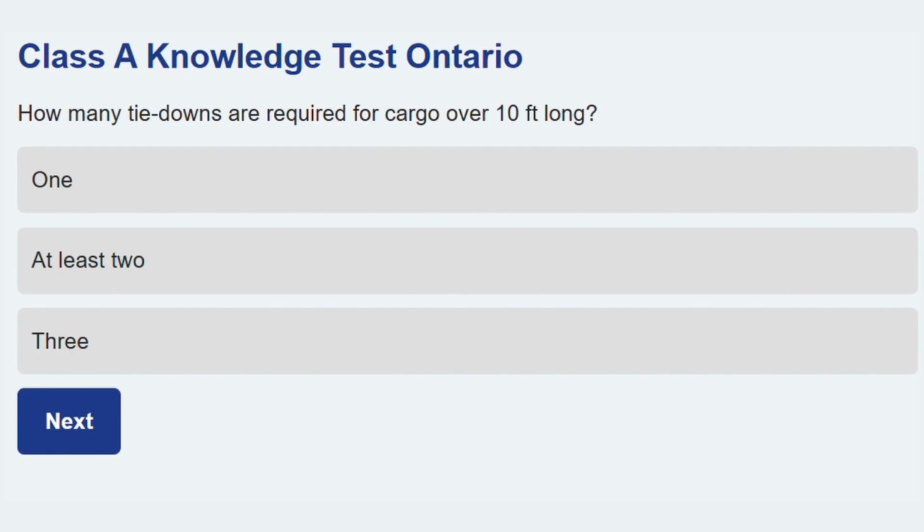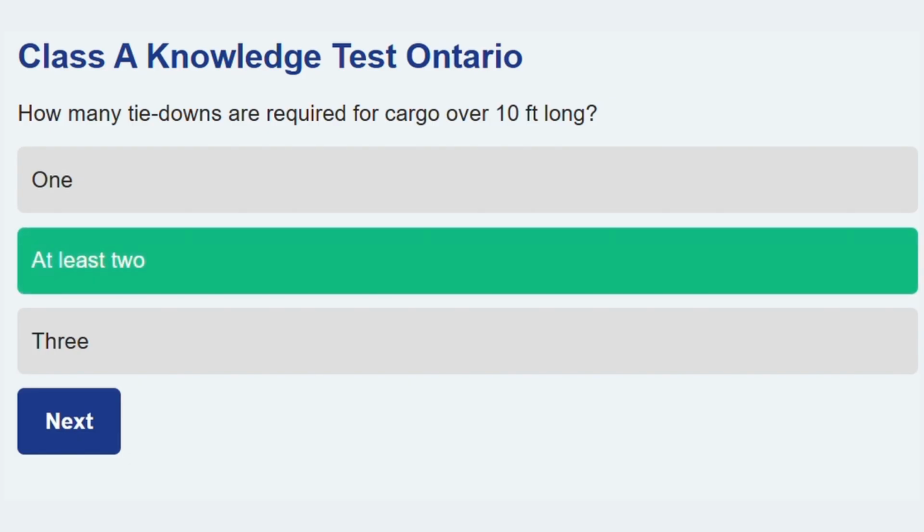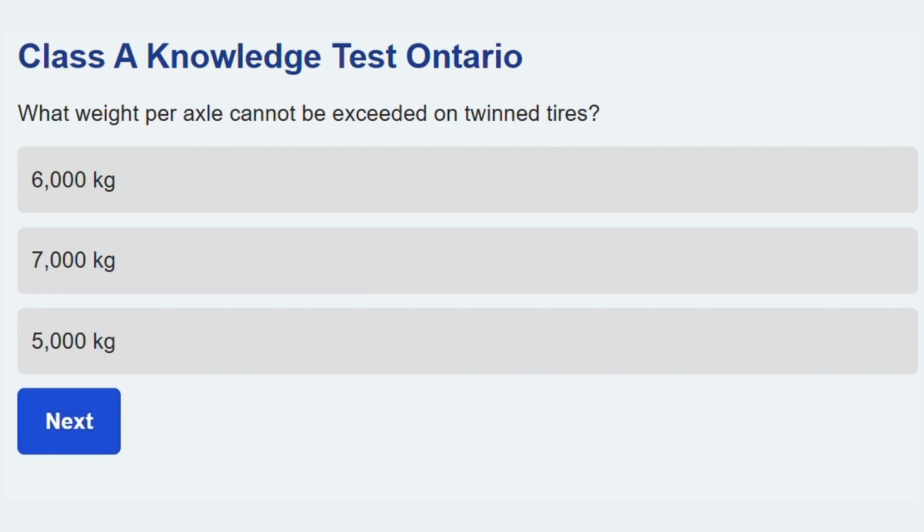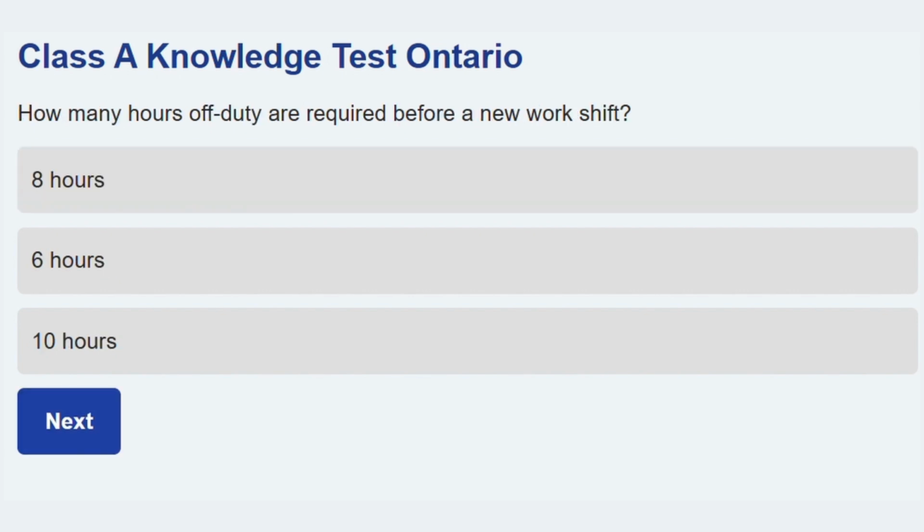Here's another. How many tie-downs are required for cargo over 10 feet long? At least 2. Ensures cargo stays secure in transit. Moving on. What weight per axle cannot be exceeded on twin tires? 6,000 kilograms. Limits axle load to protect tires and pavement.